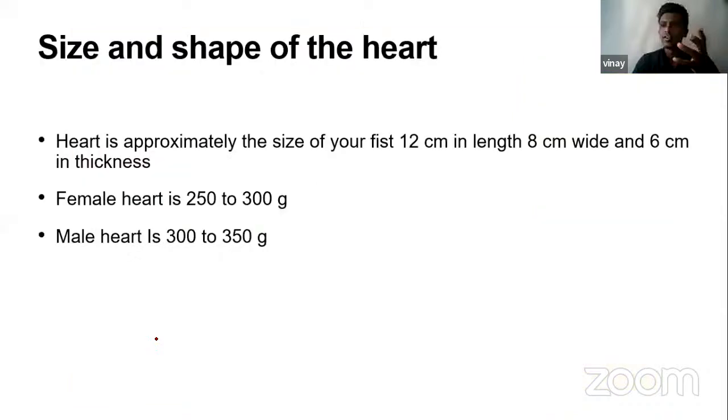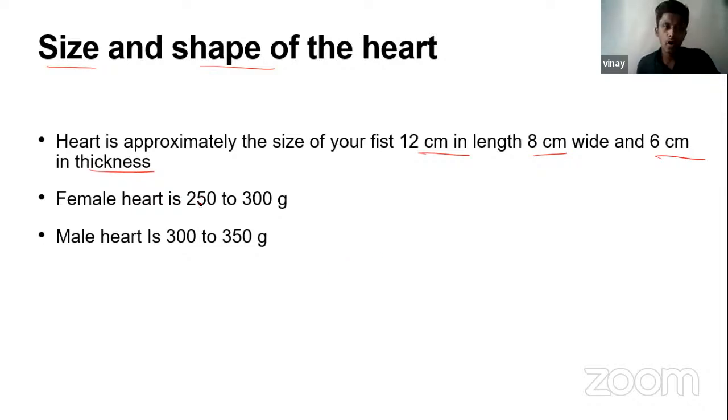Okay, now coming to anatomical dimensions or the size and shape of the heart. So heart is approximately 12 centimeter in length, 8 centimeter in width, and then you have 6 centimeter in thickness. Whereas if you compare the weight of the female heart to the weight of the male heart, the male heart is heavier compared to that of the female heart.